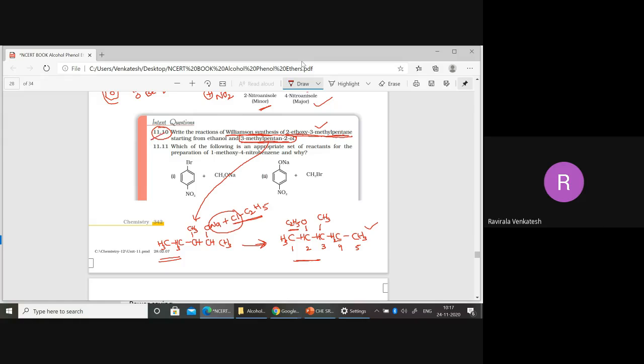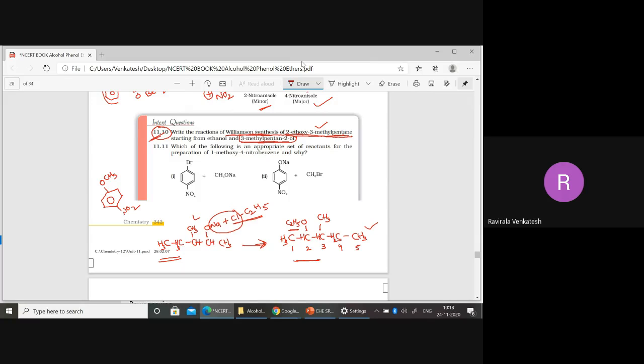Understood this 11.10th question? Yes, sir. Next, 11.11, if you observe what happened. Which of the following is the appropriate set of reactions for the preparation of 1-methoxy-4-nitrobenzene? You want to get this product, 1-methoxy-4-nitrobenzene. Which method is correct? They are asking. Let me see this one.